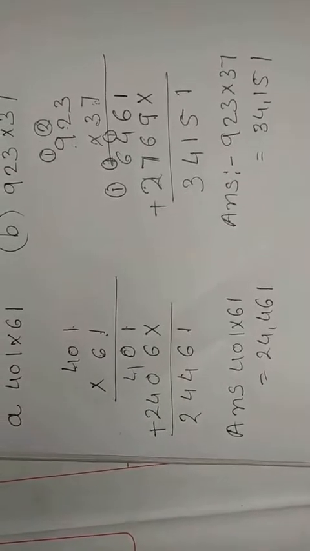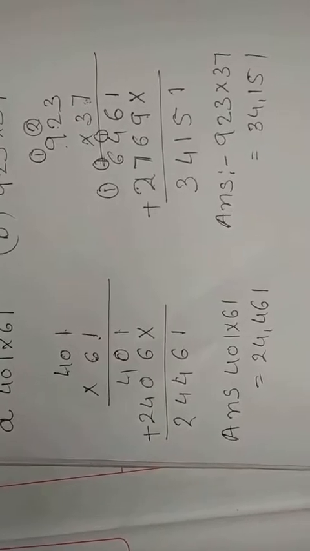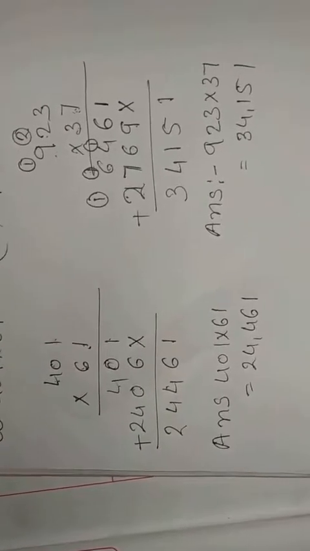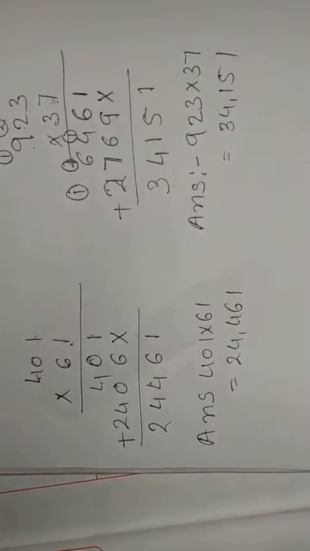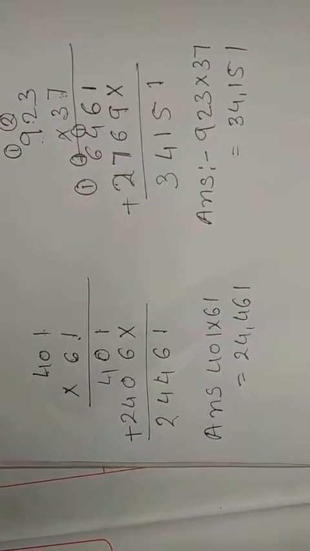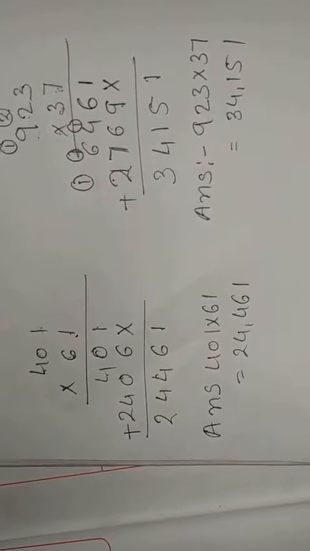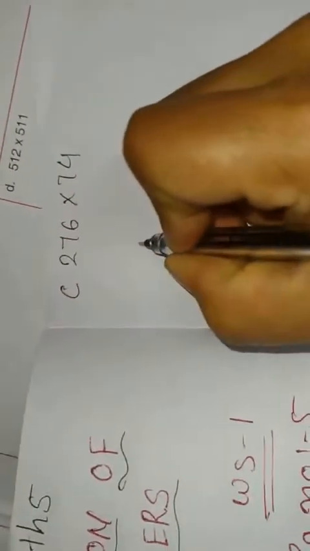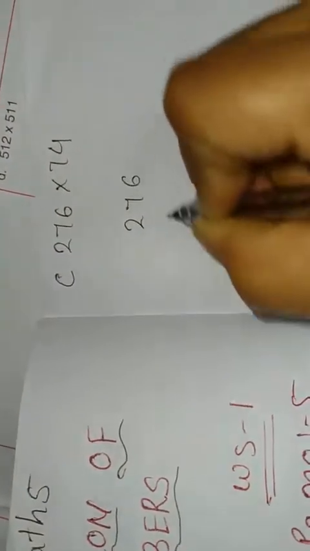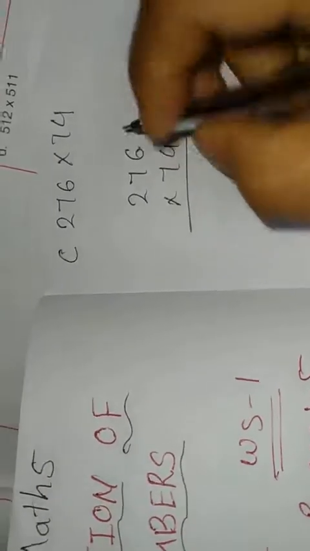Okay students, I hope your work is complete. Now we'll start the next sums. See, one sum, 276 into 74 is there. So in that we have to write here 276 into 74. 4 6s are 24.